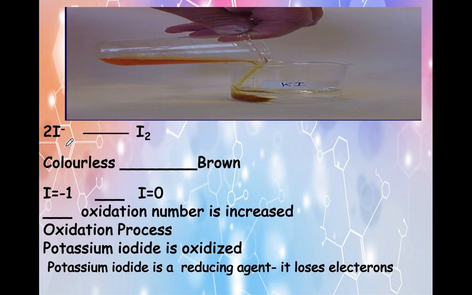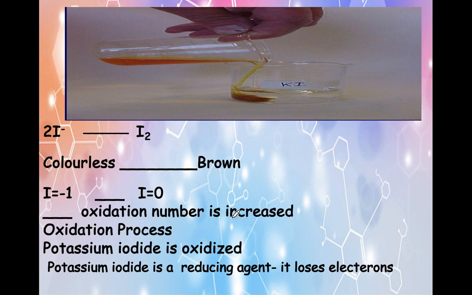We have here iodide ion changed to iodine. What happens? It started like potassium iodide. It was colorless, and when it is added to another substance, it starts to change into brown. So in the equation here, iodine carries a negative charge, oxidation number -1, and here the iodine oxidation number is 0. Actually, from -1 to 0, the oxidation number is increased.